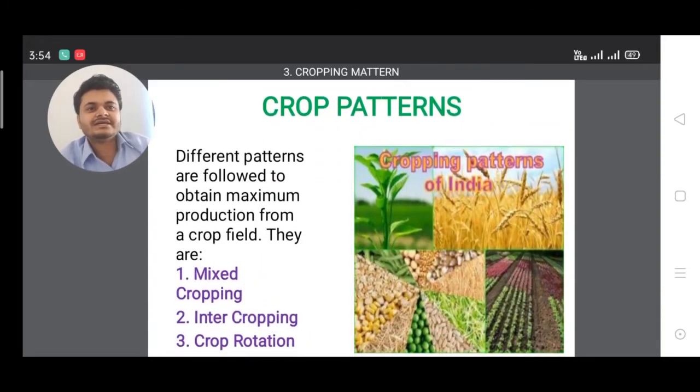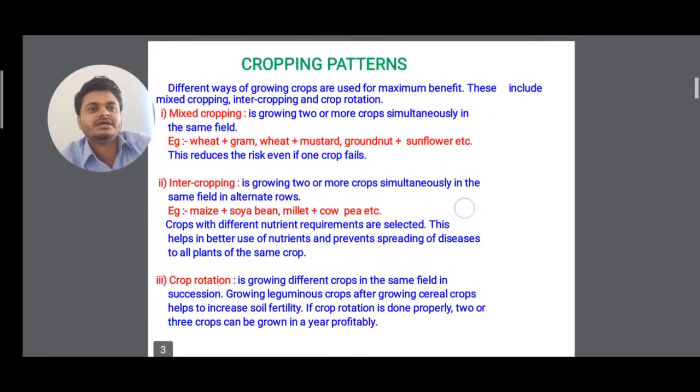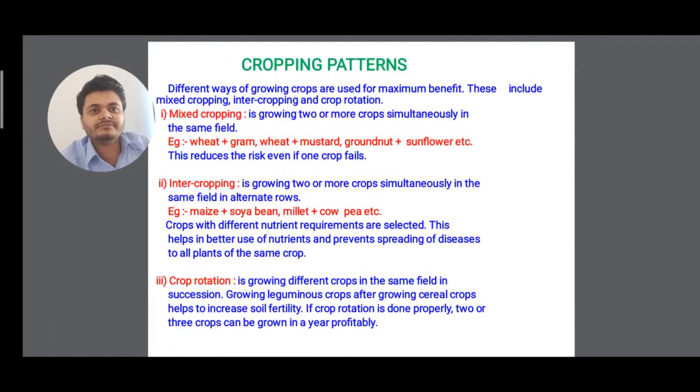Now what is a cropping pattern, or a crop pattern? Clear? These are the different patterns that are followed to obtain maximum production from a crop land. This is called a cropping pattern, or different patterns of planting of crops. And there are three types: one is mixed cropping, one is intercropping, and another is crop rotation. Now I'll define all of them first.